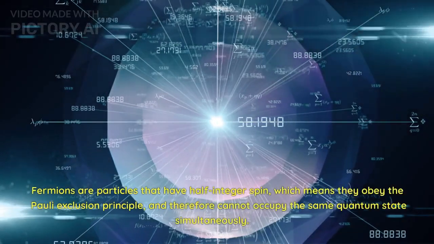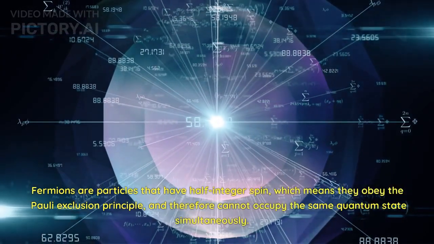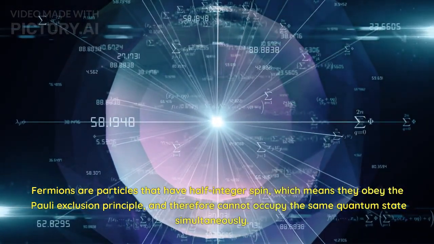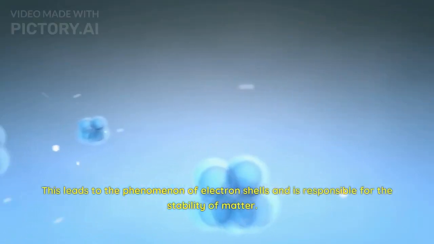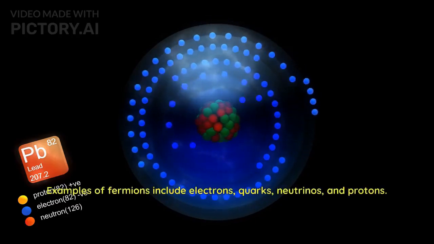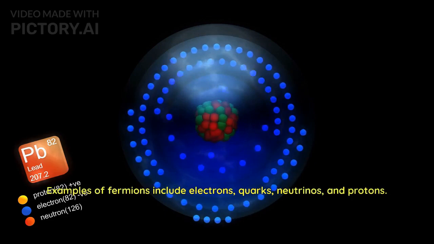Fermions are particles that have half-integer spin, which means they obey the Pauli exclusion principle, and therefore cannot occupy the same quantum state simultaneously. This leads to the phenomenon of electron shells and is responsible for the stability of matter. Examples of fermions include electrons, quarks, neutrinos, and protons.